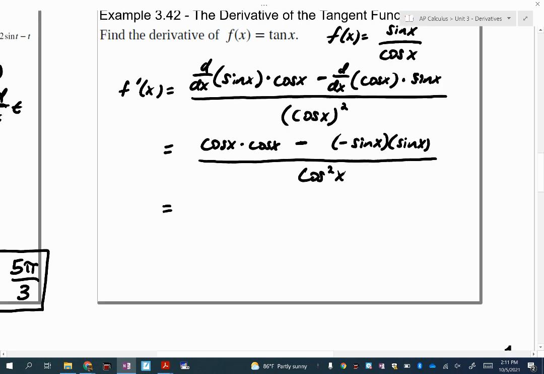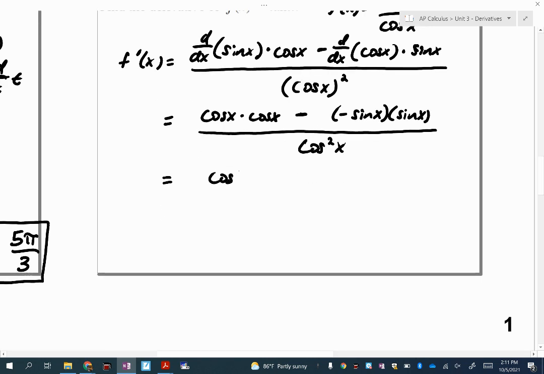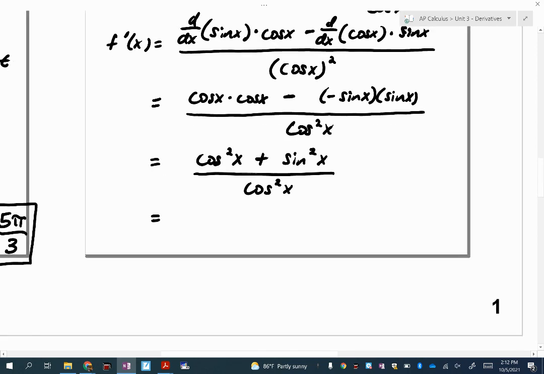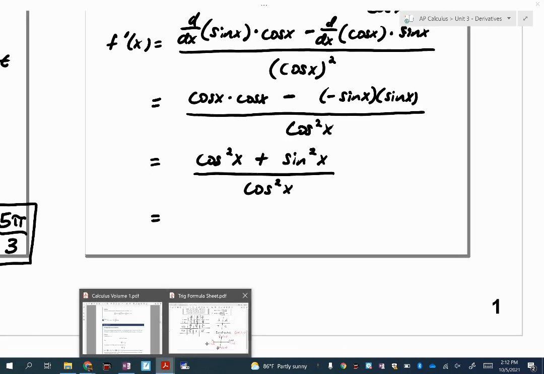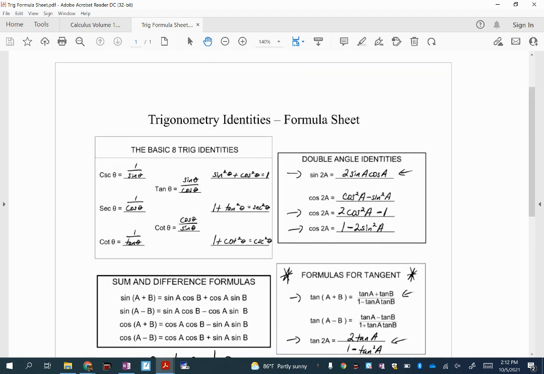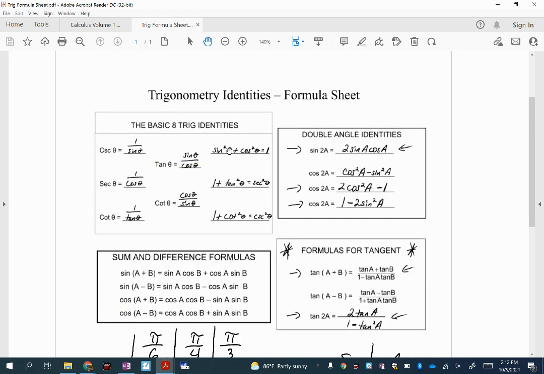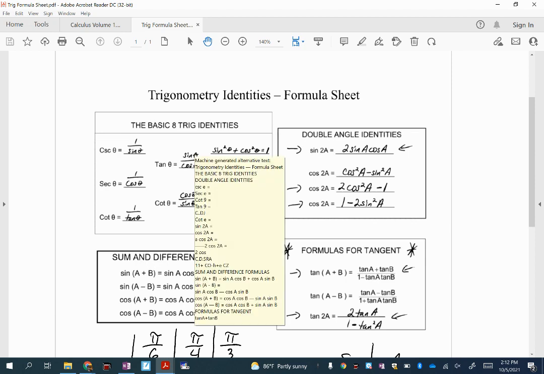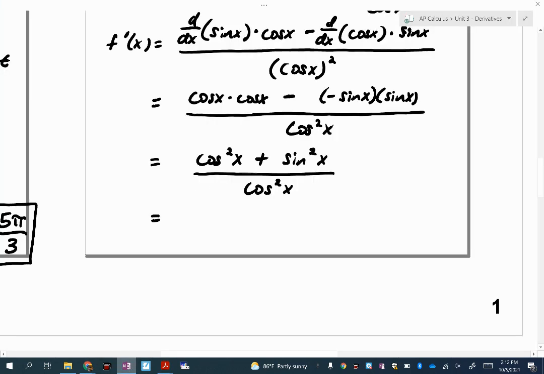Now that's going to become cosine squared x, and subtracting a negative here is going to be plus sine squared x, all over cosine squared x. I know it's been a while, but I can pull up the trig identities here. We have cosine squared plus sine squared equals 1, which is right there. So I'm going to rewrite the numerator as 1.